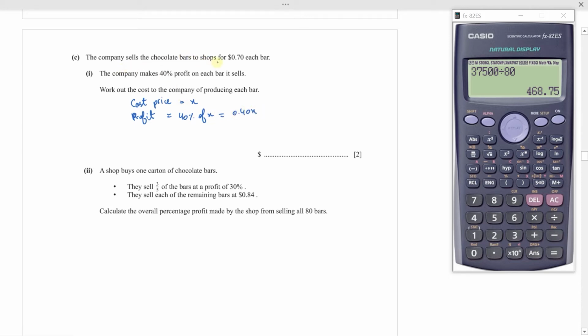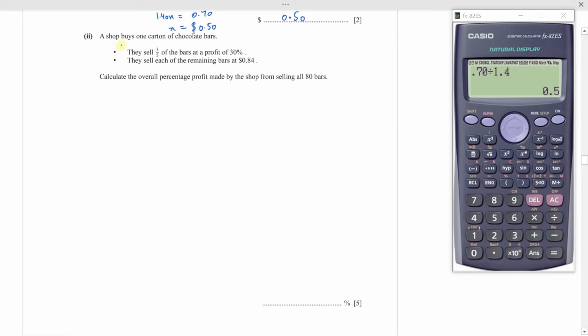And then the company sells the chocolate bar for $0.70. So that means the cost price X plus the profit 0.40X equals the sale price that the company sells the chocolate bar at, which is 0.70. So this is 1.40X equals 0.70, and X will be 0.70 divided by 1.4. So this is $0.50, which is the cost price at which the company produces each bar.